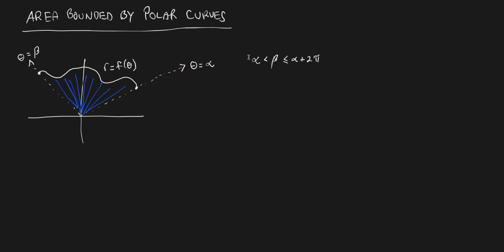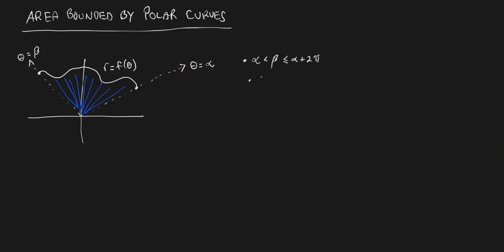In other words, we don't want to go more than one full revolution in our coordinate system, because if we do that, then we run the risk of double counting, or measuring the area multiple times, right? So this is a key requirement here. So let me just put a little bullet there. And then the next requirement is just for simplicity, that f of theta is continuous for all values of theta going from alpha to beta.